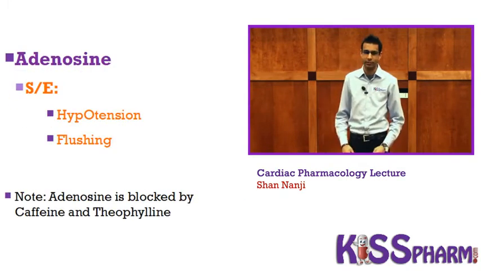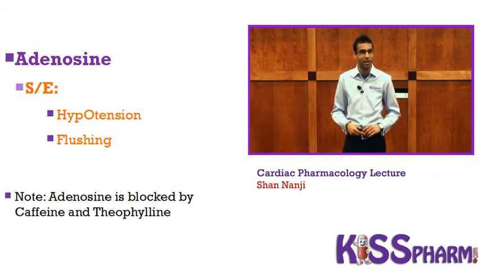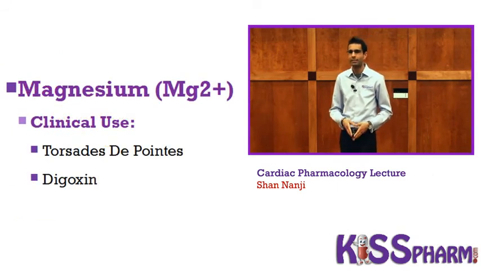Adenosine, we already talked about. Let's now talk about the side effects of adenosine. Well, adenosine can cause hypotension and flushing, okay? Adenosine is blocked by caffeine and theophylline. Got it? Cool.